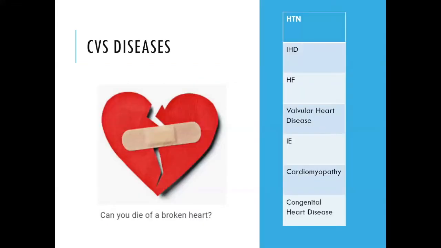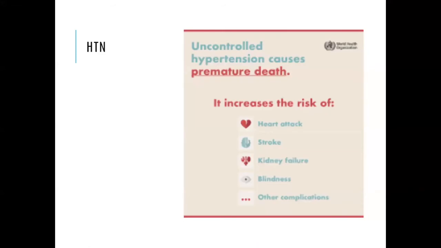Cardiovascular diseases, how to optimize them. It's hard to live with a broken heart. Basically, you will die if you have a broken heart, okay? So we need to know what are the major problems that affect high-risk anesthesia from the cardiovascular system. The main things are, of course, hypertension at the top of the list, ischemic heart disease, heart failure, valvular heart disease, infective endocarditis, cardiomyopathy, and congenital heart disease. So today we will very briefly see how hypertension can be optimized in the perioperative period.